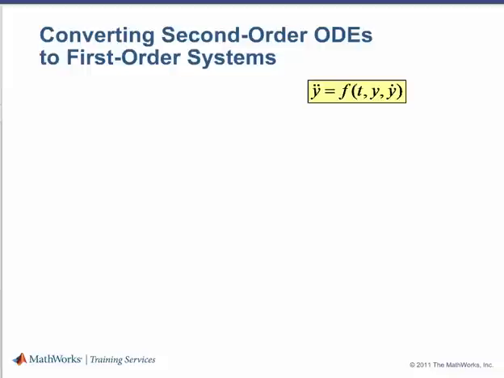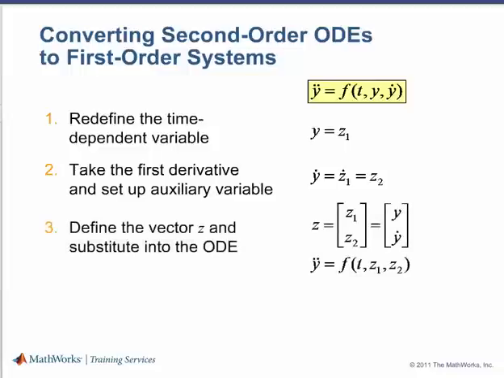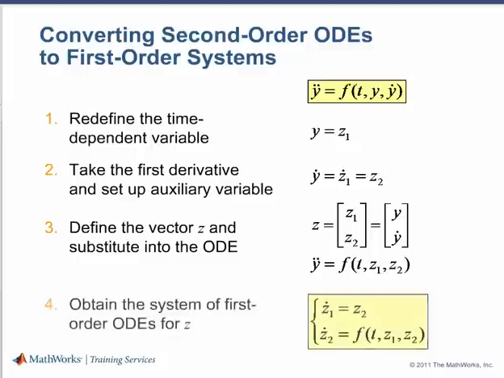Here is a recap of the steps involved. Starting with a second-order ODE, we first redefine the time-dependent variable y as z1. Next, we take the first derivative of y, or equivalently z1, and define that as the next auxiliary variable, z2. We can then define the vector z and substitute z1 and z2 into the original second-order ODE to obtain a function in terms of t, z1, and z2. This results in a two-dimensional first-order system in z1 and z2.